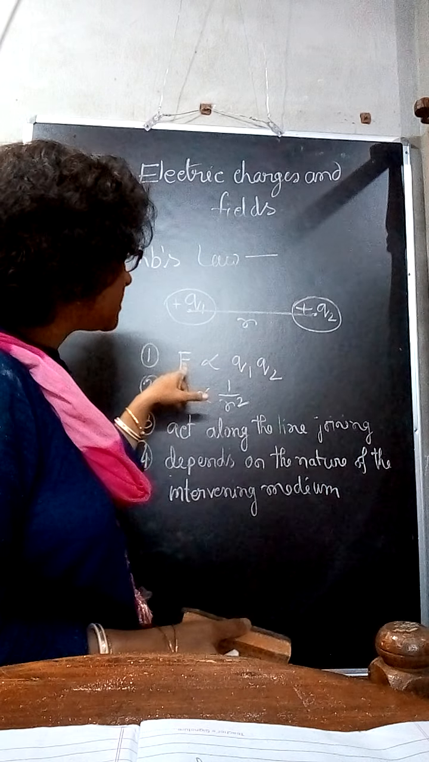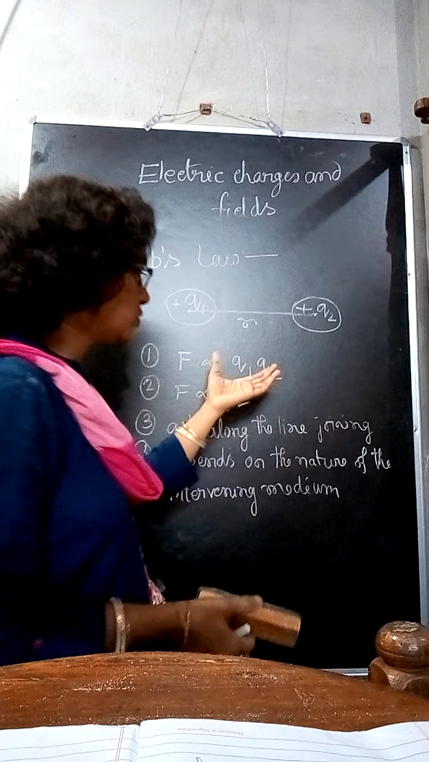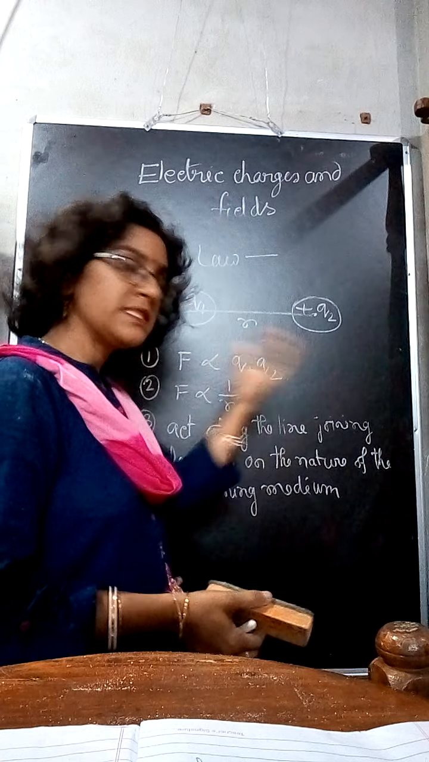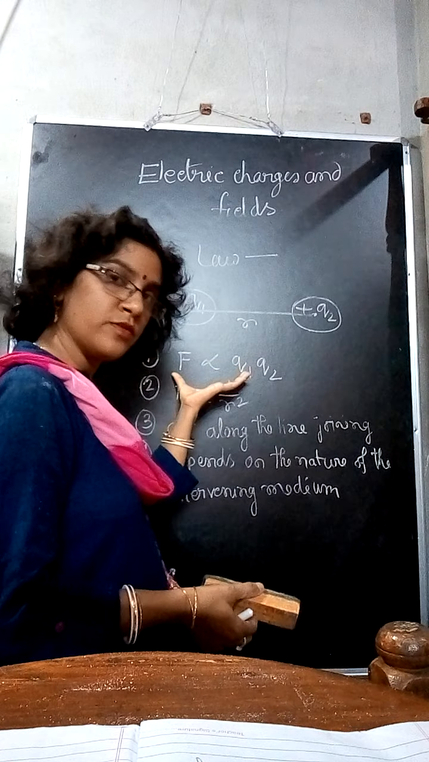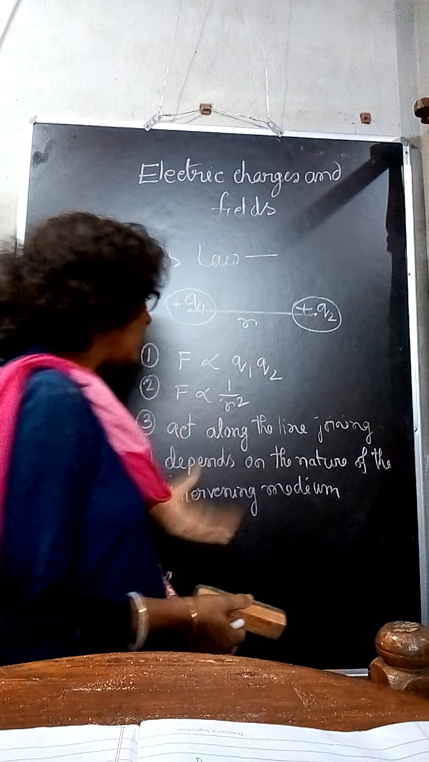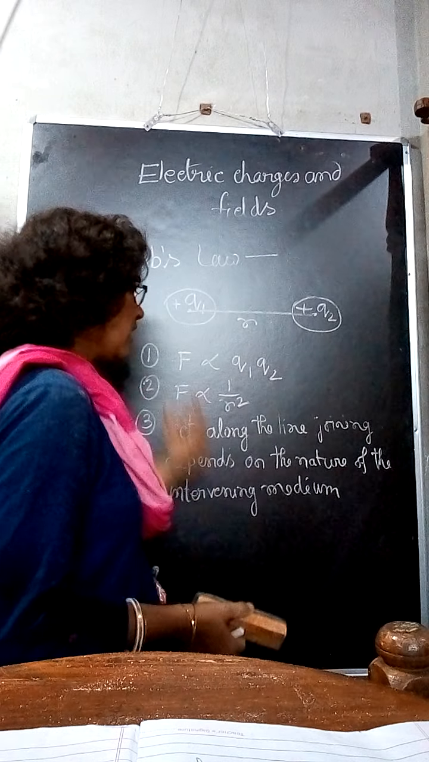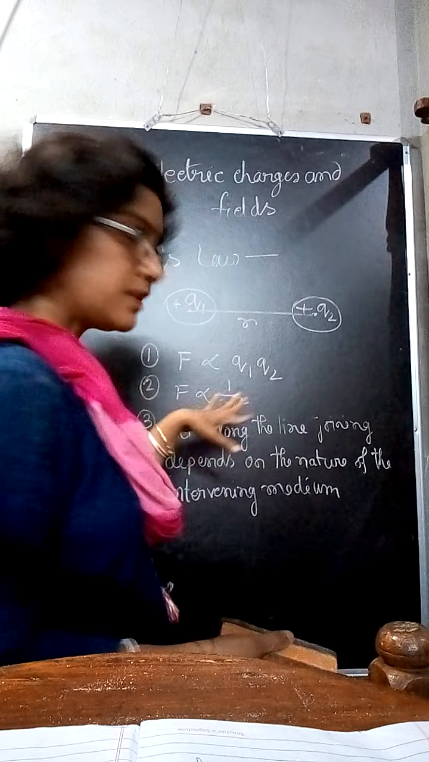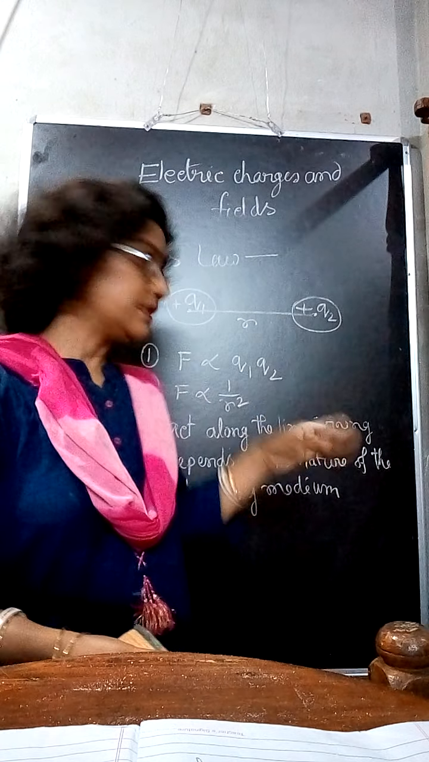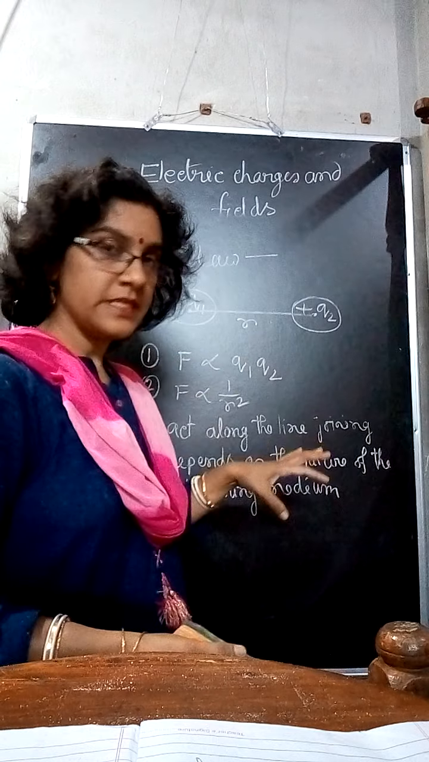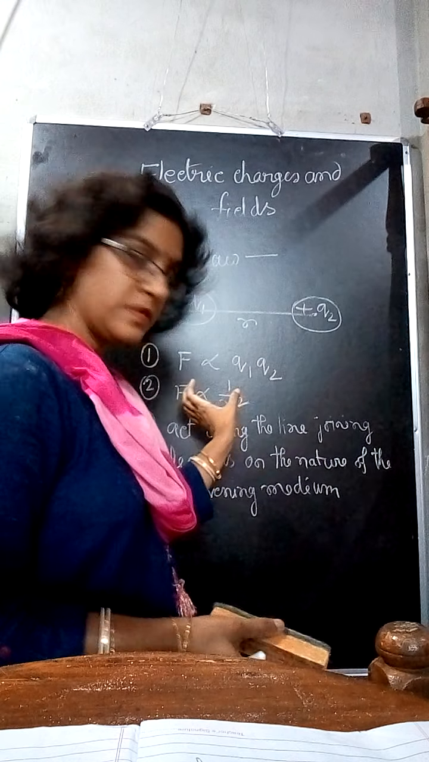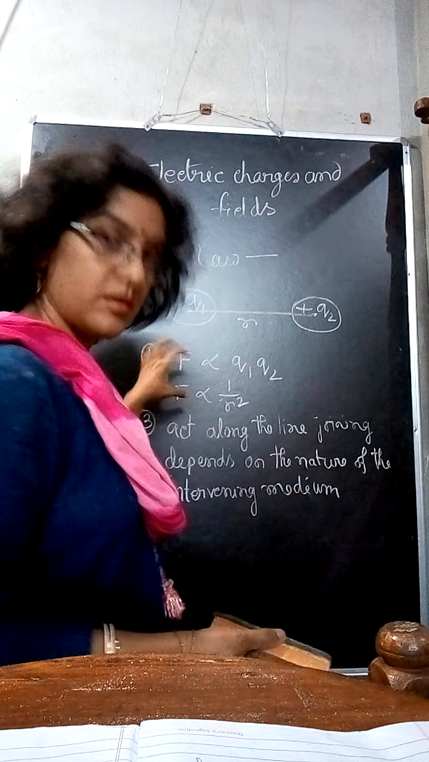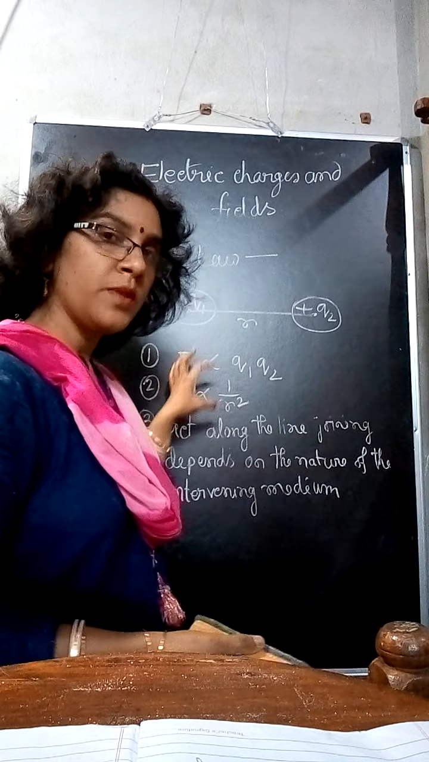Now let us discuss the points one by one. The 1 number point is that force is proportional to the product of the magnitude of the charges. That is, if the value of the charges is increased, the electrostatic force will increase. If decreased, then it will decrease. 2 number point is that force is inversely proportional to the square of the distance. That is, if the separation between the point charges is increased, then the force will decrease, and if the separation between the point charges is decreased, then the force between the two point charges will increase.